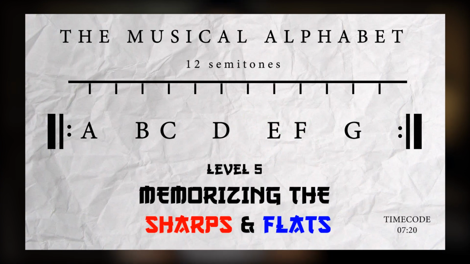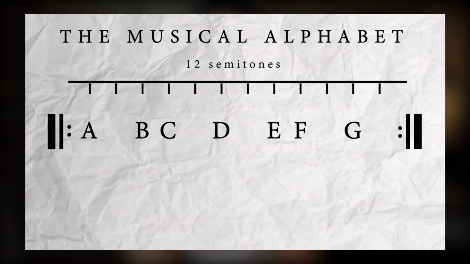Let's see if you can remember the sharps and the flats from memory. F sharp. B flat. C flat. A sharp. G flat. E sharp. D flat. D sharp. F flat. B sharp. C sharp.